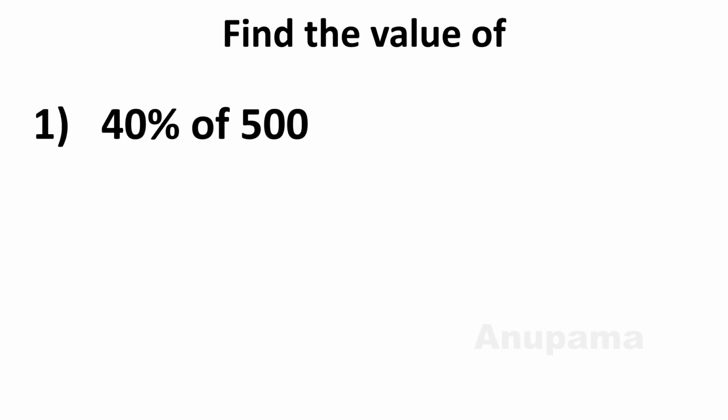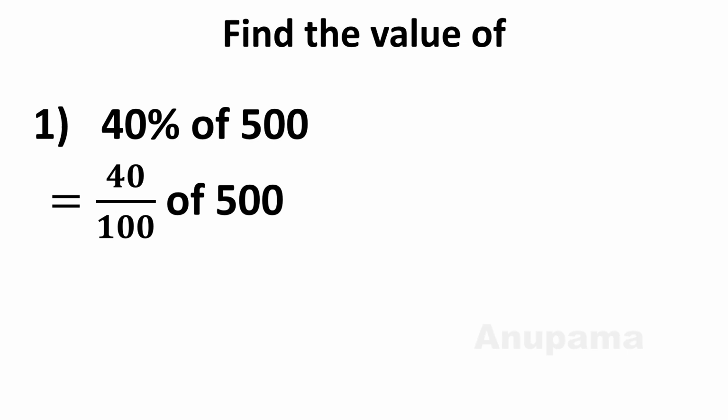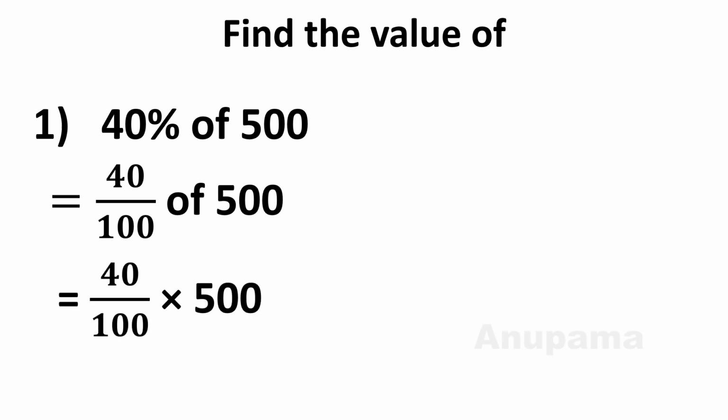Find the value of 40% of 500. So we need to follow only two steps. In the first step, we will convert percent into a fraction with denominator 100. So we can write 40% as 40 by 100 of 500 as it is. Now instead of "of" we will put the sign of multiplication. Now solve it, and it is very easy to solve. How? 0 and 0 cancel, 0 and 0 cancel. So what we will have? 200.